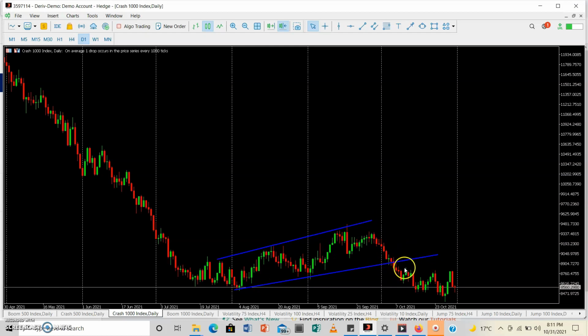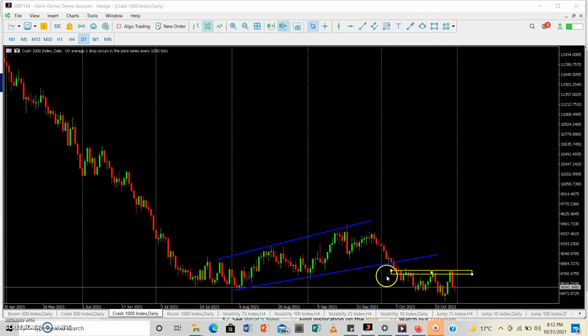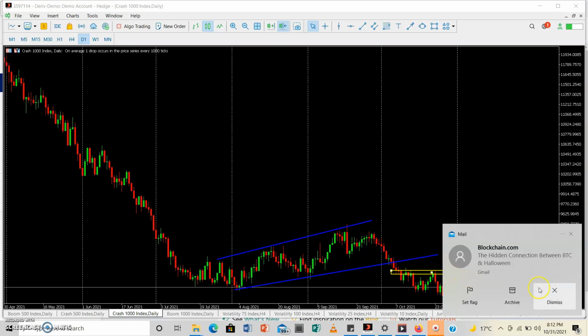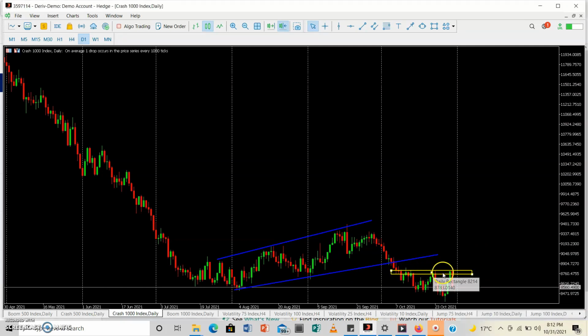And we had a breakout of that wedge. We almost had a retest to that, but it failed, and then price did set a clean resistance zone here, and then we started to obey this resistance zone.